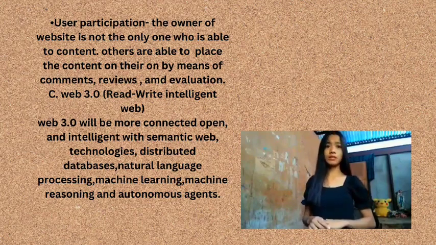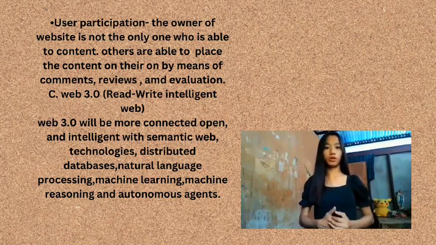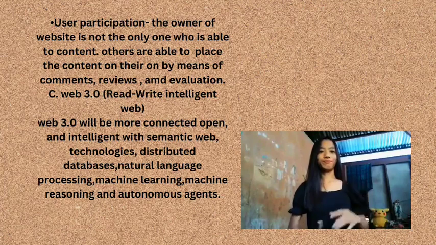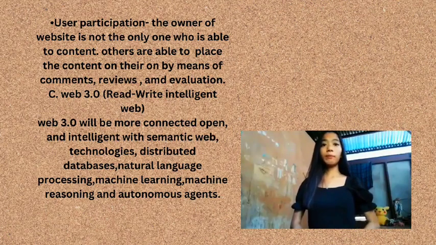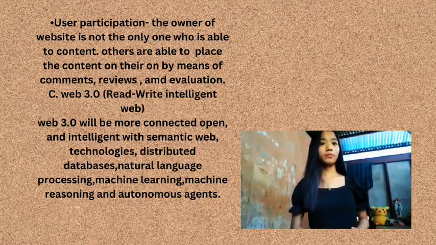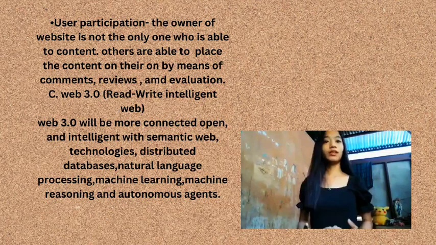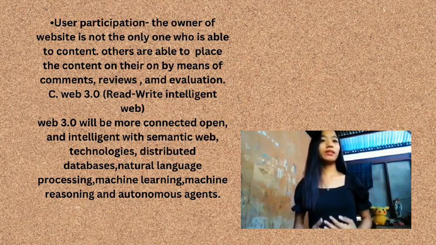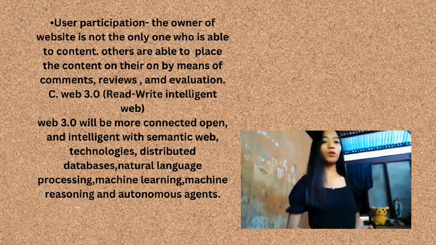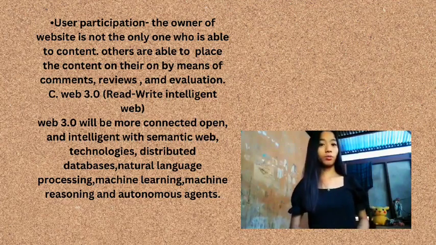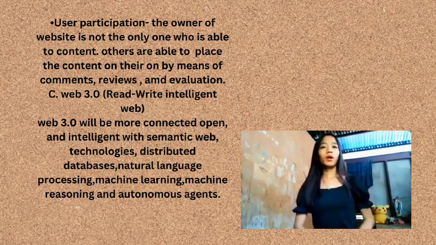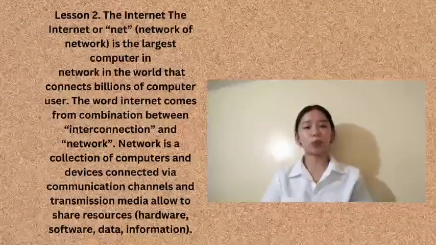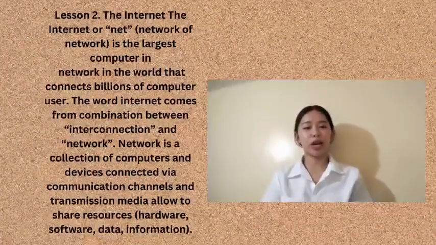Web 3.0 means read, write, intelligent web. Web 3.0 will be more connected, open, and intelligent with semantic web technologies, distributed databases, natural language processing, machine learning, machine reasoning, and autonomous agents. The internet is the largest computer network in the world that connects billions of computer users. The word internet comes from the combination of interconnection and network.